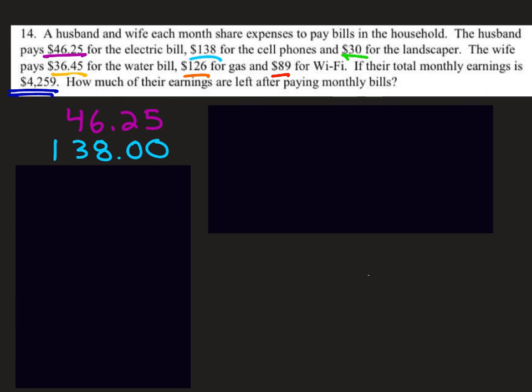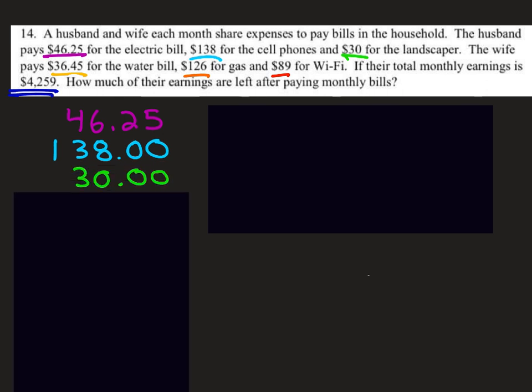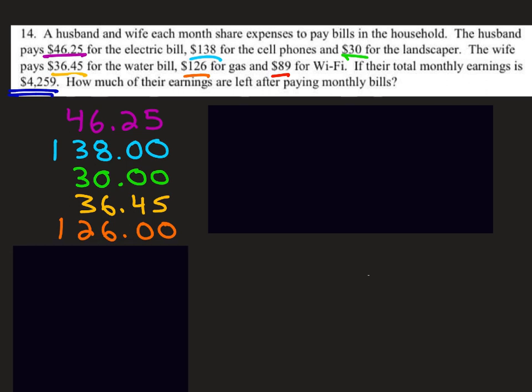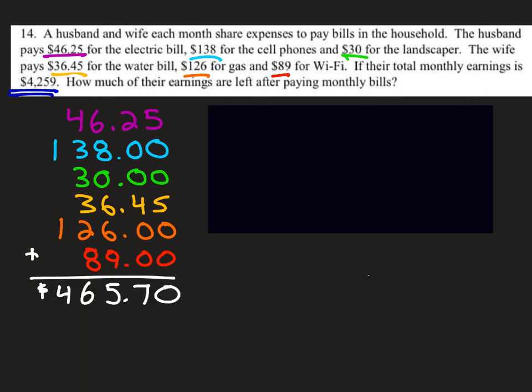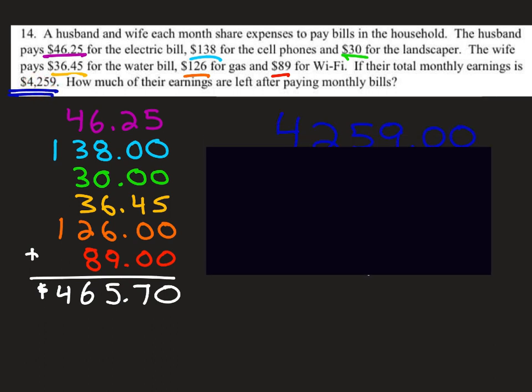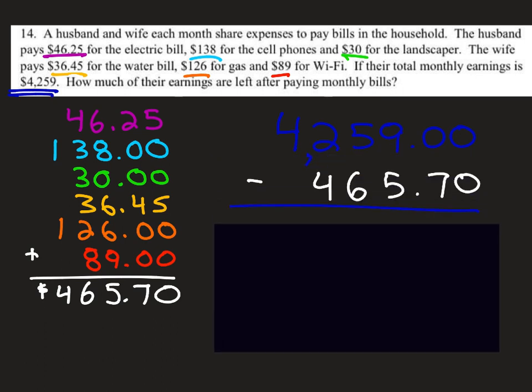So now that $30 for the landscaper, same idea, that's $30.00. Now the wife pays this for the water bill, this for gas, and this for Wi-Fi. So as a total, we find out $465.70 is how much they are paying per month for all of these bills, okay? So if their total earnings are here, $4,259, we're going to take from that what they would have to pay for their bills.